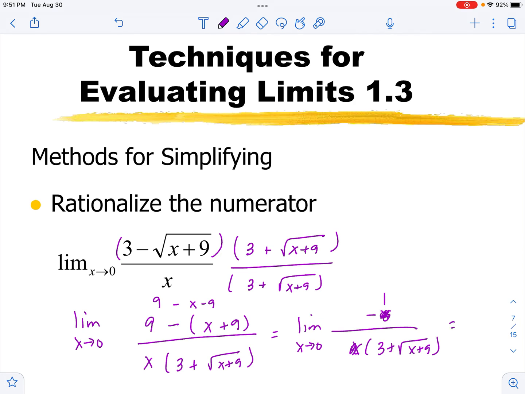Now I can do my direct substitution. So I'd have negative 1 over 3 plus 0 plus 9 is 9. So square root of 9 is 3. So I'd have a negative 1/6. Again, that gives you two examples of rationalizing that numerator.